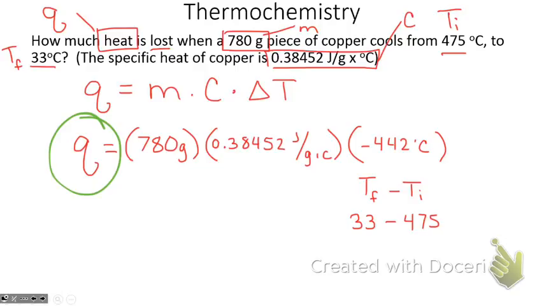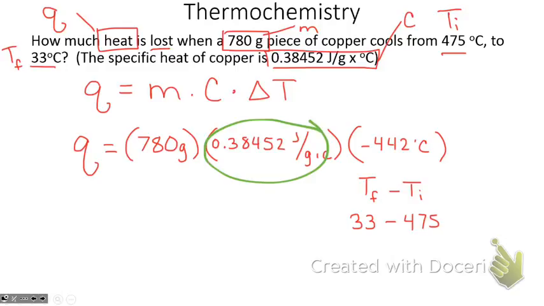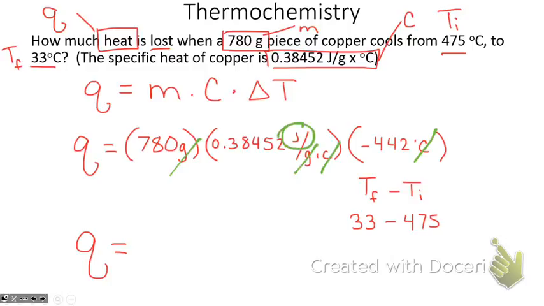So I look like I'm all set here. Punch in your calculator 780 times 0.38452 times negative 442 degrees Celsius. And you should get a rather large value for Q, which sometimes scares some of my students, but that's okay. Your grams are going to cancel here, your Celsius will cancel here, and your unit that you are left with for Q is going to be joules, which makes sense.